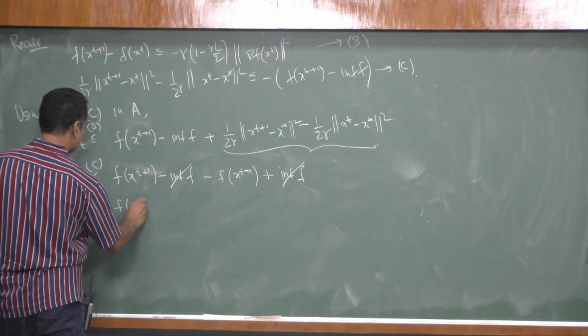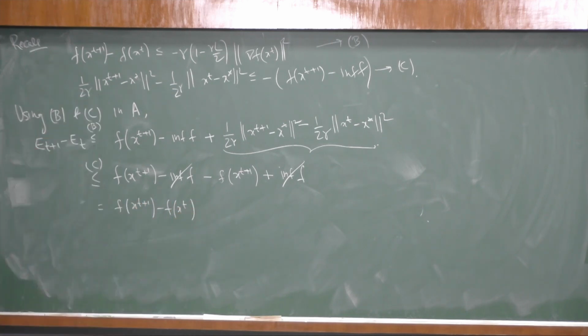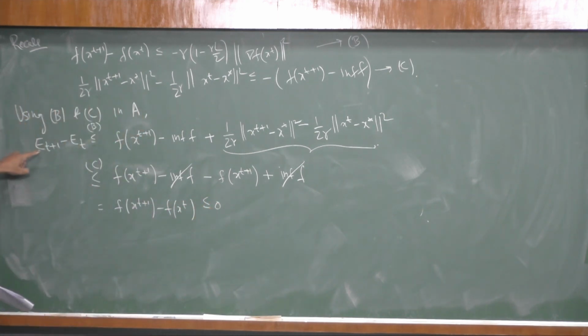And eventually we have f(x_{t+1}) minus f(x_t), which is decreasing. That we have proved before, or even from B itself we can claim that this is decreasing. So basically this is negative, I mean less than or equal to 0. So this proves that this is decreasing.